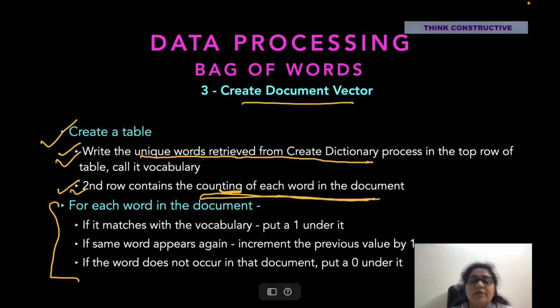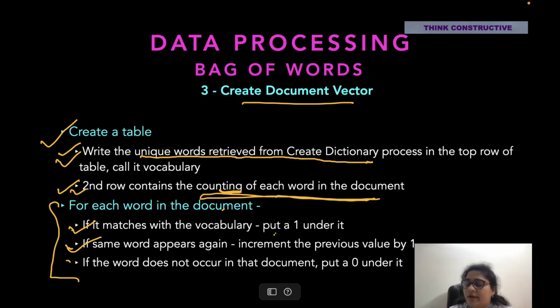So these are the steps which are written. For each word in the document, what am I supposed to do? If it matches with the vocabulary, put a 1 under it. Okay. If the same word appears again, like Aman, I had taken an example. So in document 1, let us assume Aman is coming 2 times. So for the first time I will write 1, and the second time I will increment the value of Aman by 1. That means it will become 2.